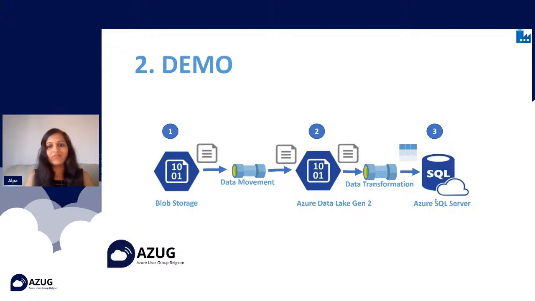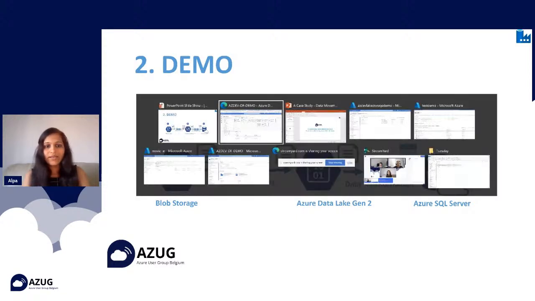Here is the high level flow. We have a source file which comes into blob storage. Then the data movement pipeline will execute and move the file into Azure Data Lake Gen 2 in a staging container. From there, the file will be picked up by the data transformation pipeline and moved into Azure SQL Server or Data Lake Gen 2 in the original spec code. So let's move into a demo in the portal.